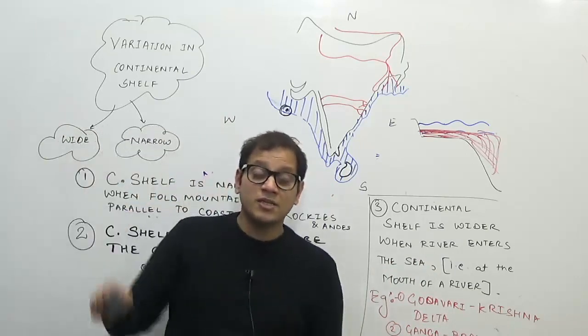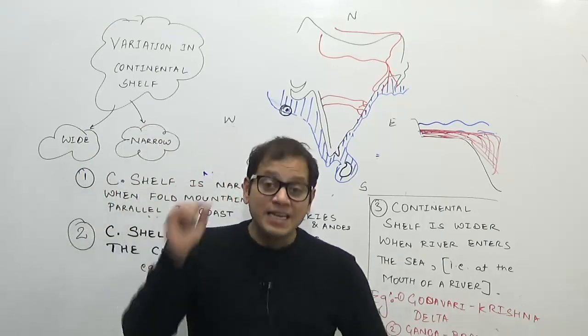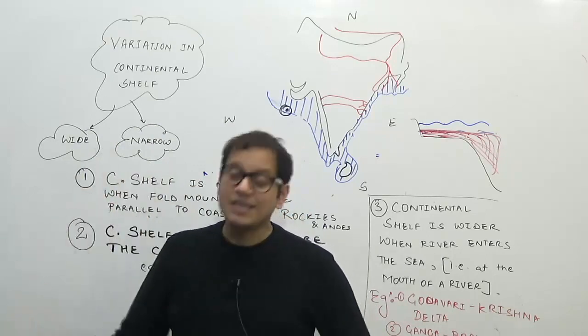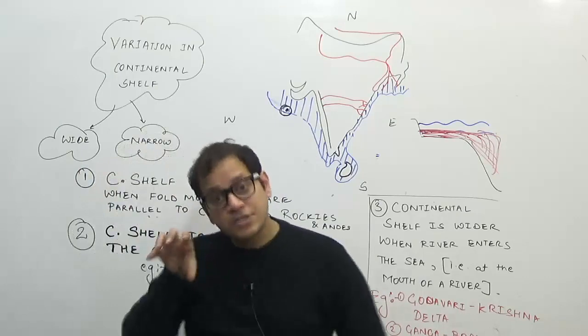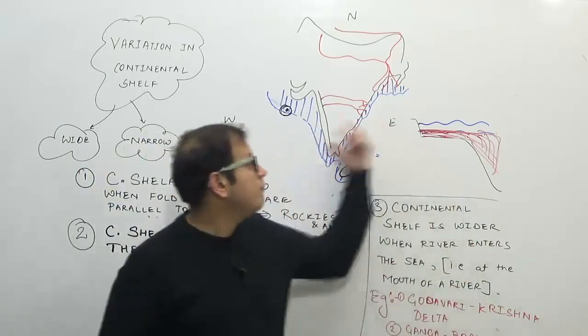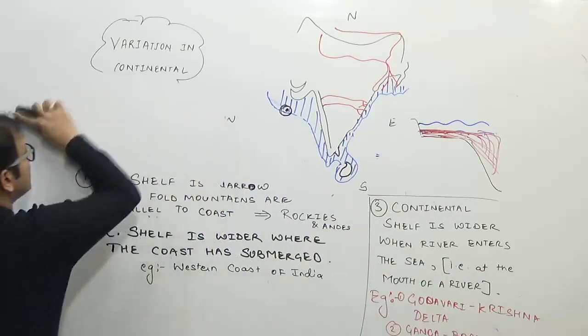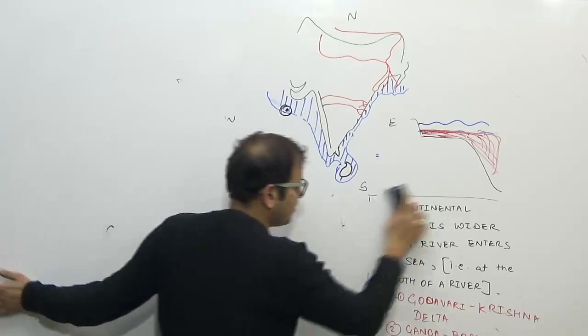Therefore, though the eastern coast has a narrow continental shelf overall, the area of the Ganga Brahmaputra delta, the area of the Krishna Godavari delta, the area of the Kaveri delta in West Bengal, in Andhra Pradesh and in Tamil Nadu, you have a wider continental shelf. So these are the variations in the continental shelf. Remember them from your examination point of view.